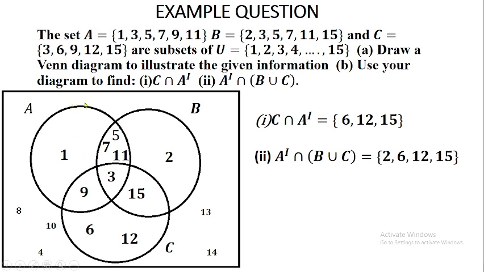Having filled that, we need to fill A only. Having gotten A intersection B, A intersection B intersection C, and A intersection C, we need to get our A only. How do we get that? Look at set A. What do we have left? You have already filled 3, 5, 7, 11, and 9. What else do you have left here? We have 1 left. So the element that will be here is 1, which belongs to set A only.